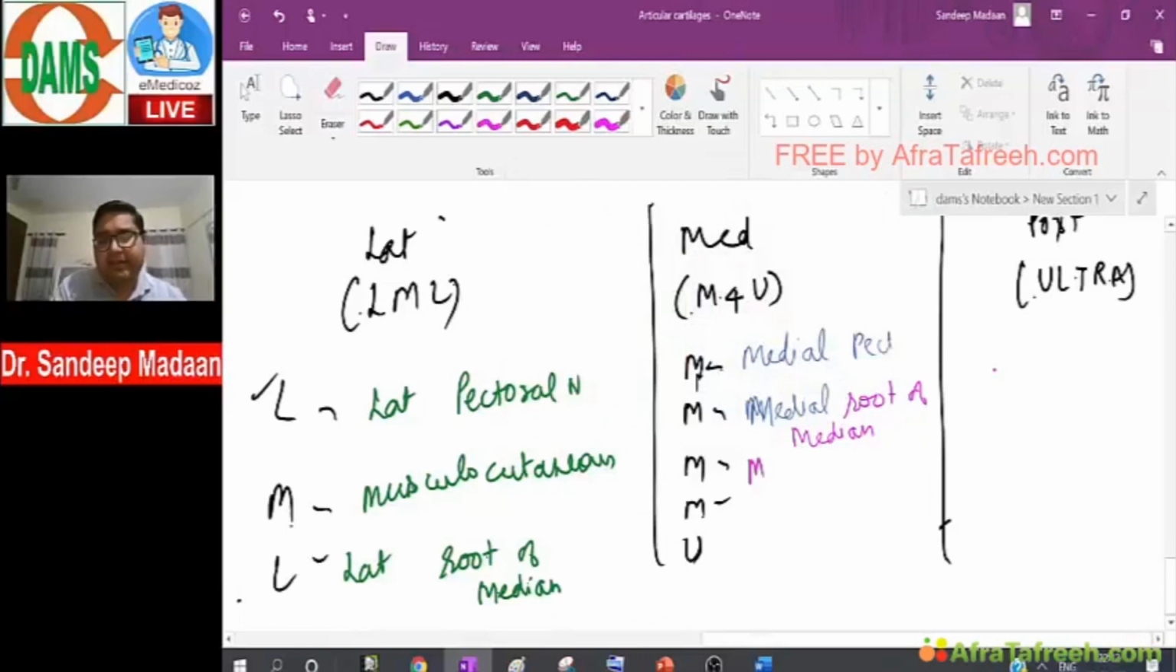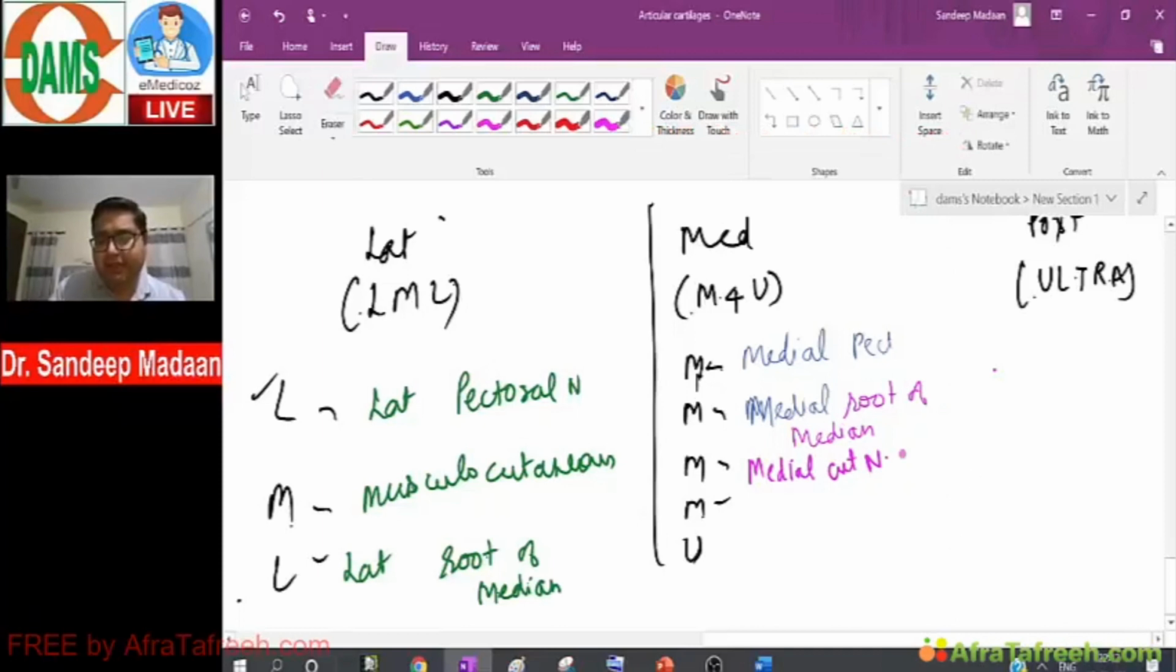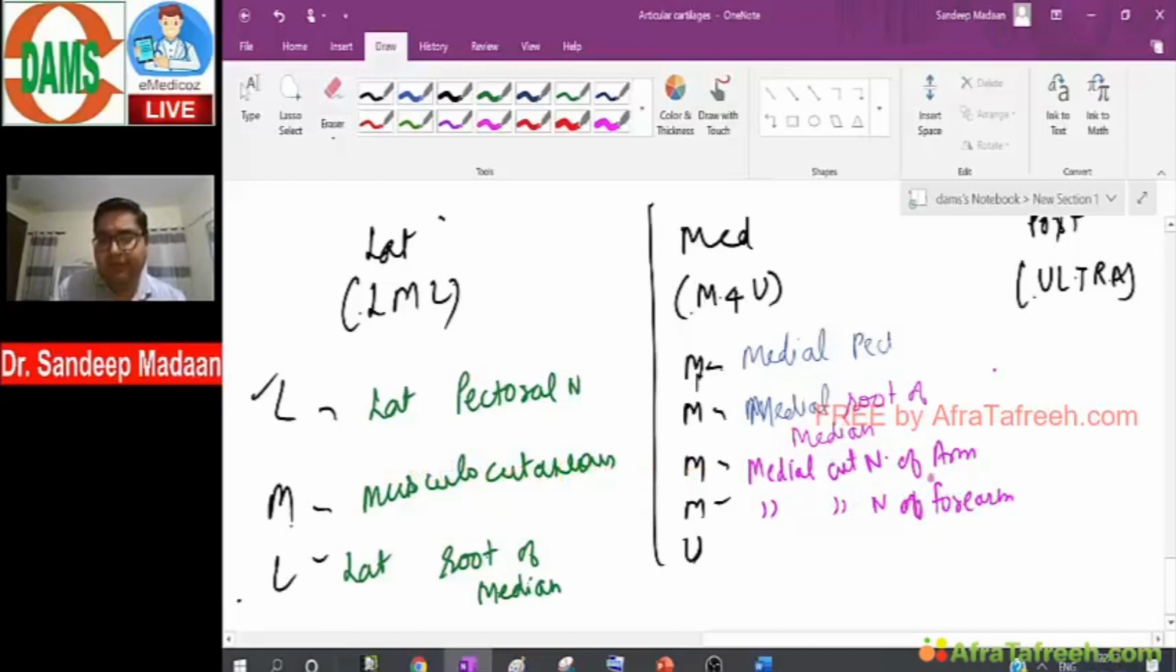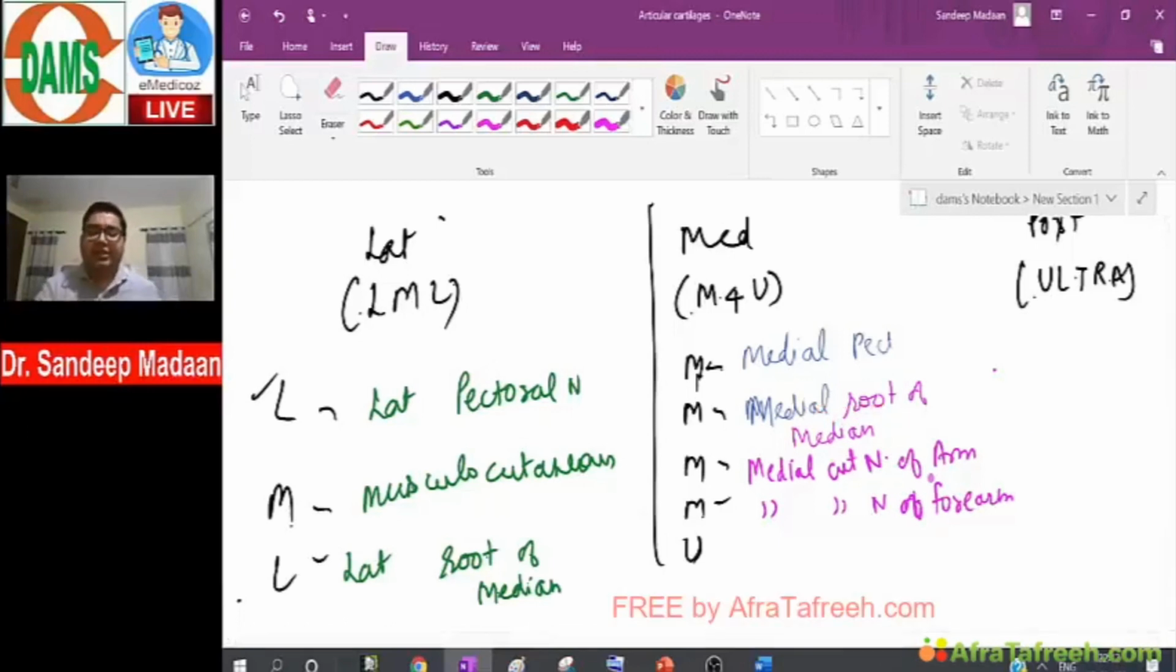This is the medial cutaneous nerve of arm. And this M is the medial cutaneous nerve of forearm. So basically you can say there are two cutaneous nerves, the medial cutaneous nerve of arm and the medial cutaneous nerve of forearm, and the remaining two M are the medial pectoral nerve and the medial root of median nerve.